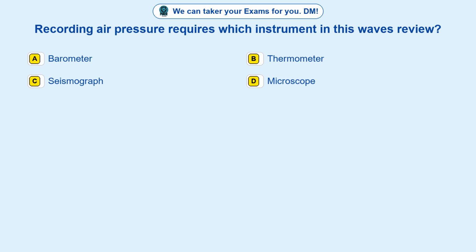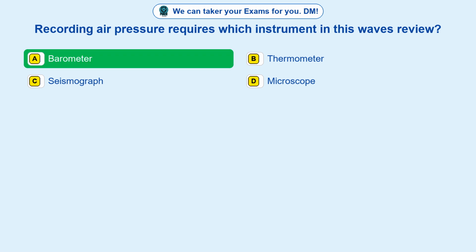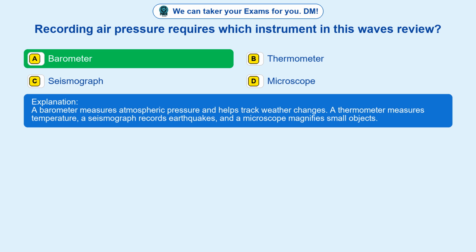Question 100. Recording air pressure requires which instrument in this waves review? Option A, barometer. Option B, thermometer. Option C, seismograph. Option D, microscope. The correct answer is option A. Barometer. A barometer measures atmospheric pressure and helps track weather changes. A thermometer measures temperature, a seismograph records earthquakes, and a microscope magnifies small objects.